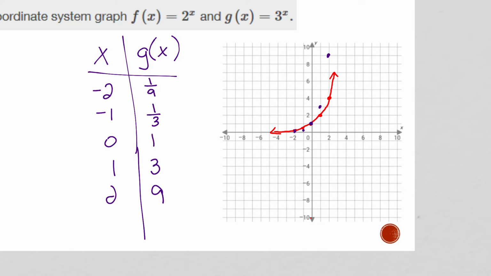Okay, so this one looks very similar. And notice that they both go through this point right here. That's what you're going to find is very similar on all of these, because anything raised to the 0 power is 1. So all of your exponential graphs will go through 0 and 1.